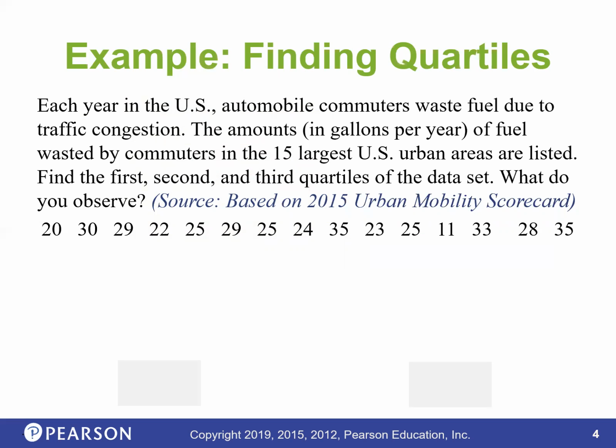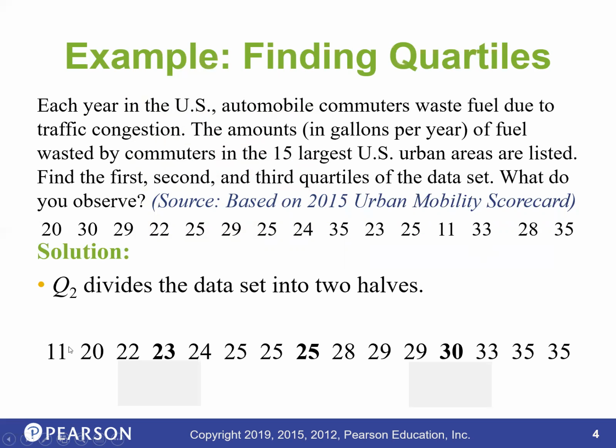So first things first, we have to order the data. We go from the smallest to the largest. Give me the smallest. 11 right there. Boom, 11 goes first, and then we sort the rest. How many numbers do we have? 15. So the eighth one will be our median. 1, 2, 3, 4, 5, 6, 7, eighth, right? The eighth one would be Q2.